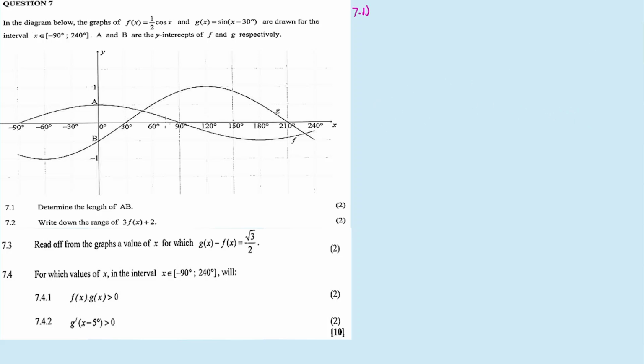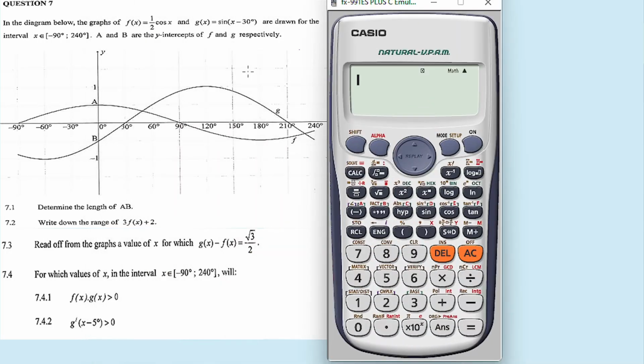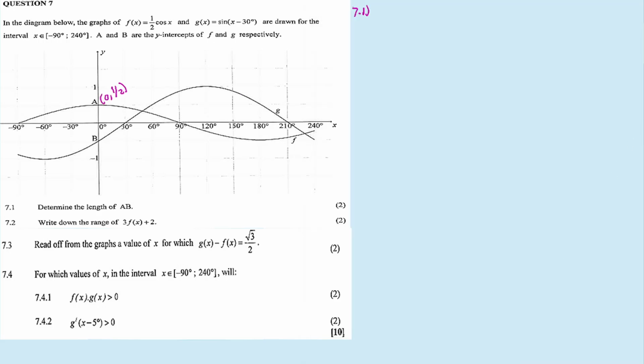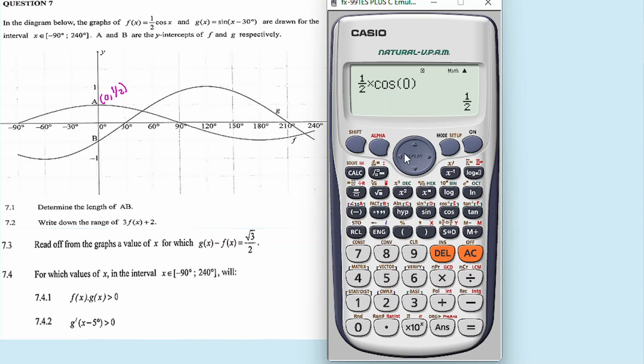In order to calculate the length of AB, I need the coordinates of A as well as the coordinates of B. You can either use the distance formula or use the method I am going to show you now. Let's start with the coordinates of A. We find A on function f, so it's 1/2 times cos 0. We know that the coordinates of A are (0, y), and for B it's (0, y), because for y-intercepts x is 0.